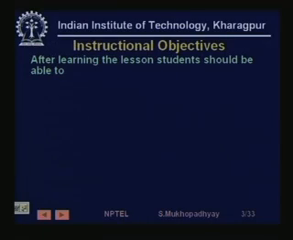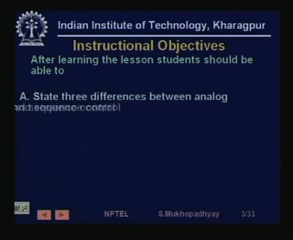So as usual, we will first look at the instructional objectives. After learning the lesson, the student should be able to state three differences between analog and sequence control. This is important because traditionally an electrical or manufacturing or chemical engineering student is typically exposed to analog control, while the kind of control that we are considering here is different in nature. So it's important to understand the differences between analog control and sequence control.